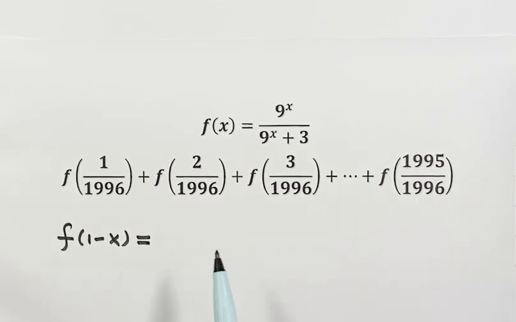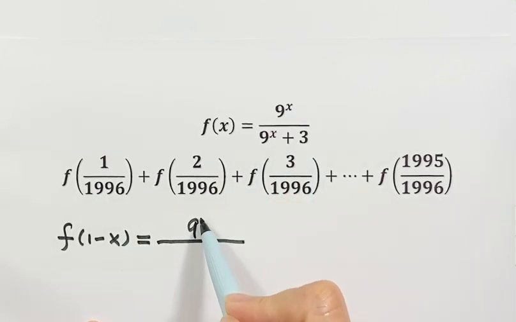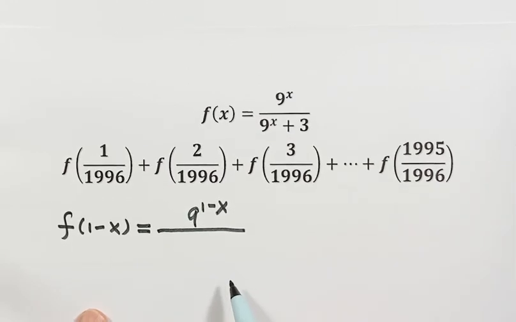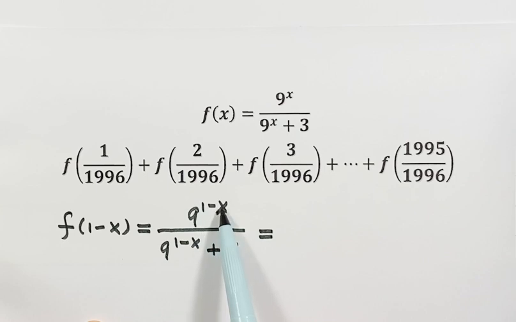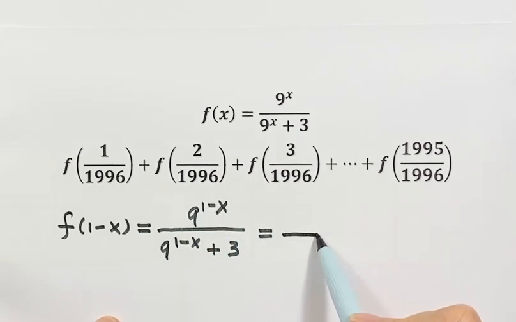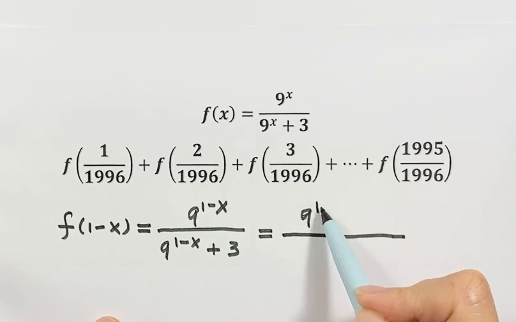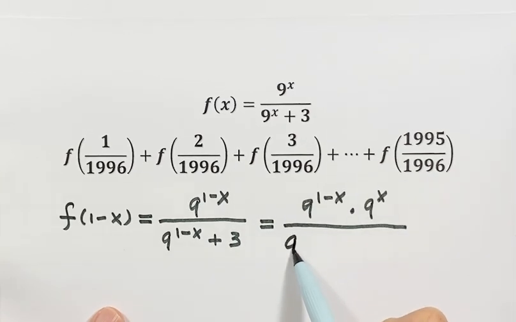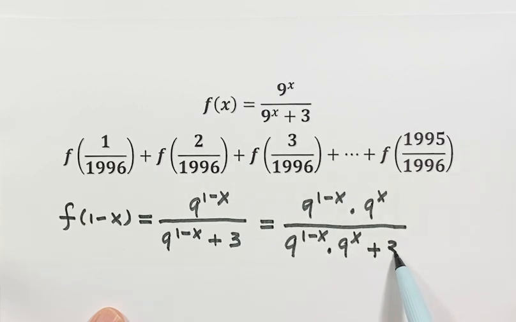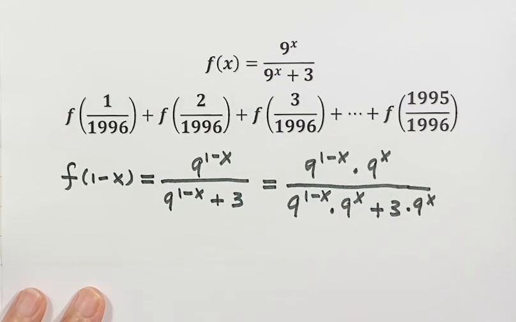So that means use 1 minus x, replace here and here. So now let's see. Here we have 9 to the power 1 minus x, then the bottom, 9 to the power 1 minus x, then plus 3. Then simplify. Because here's a minus x, both top and bottom times 9 to the x. The same thing for the bottom, times 9 to the x. Here times 9 to the x. So then simplify.